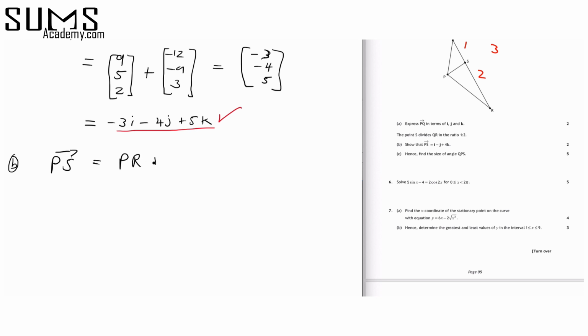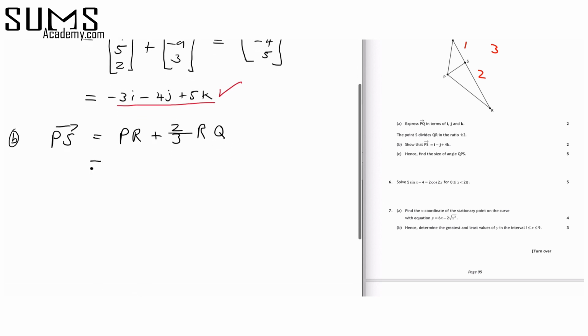PR plus, now this is the crucial bit, 2/3 of RQ. Okay, now it's just a case of putting this in. I like to put it in the other form because it's easier to deal with. So you call it 9, 5, 2. Okay, and then plus 2/3 of minus 12, minus 9, and 3.